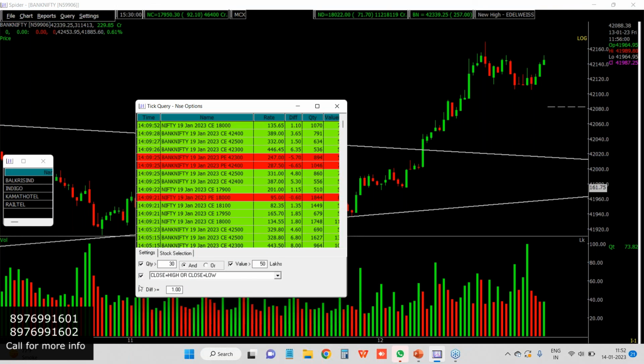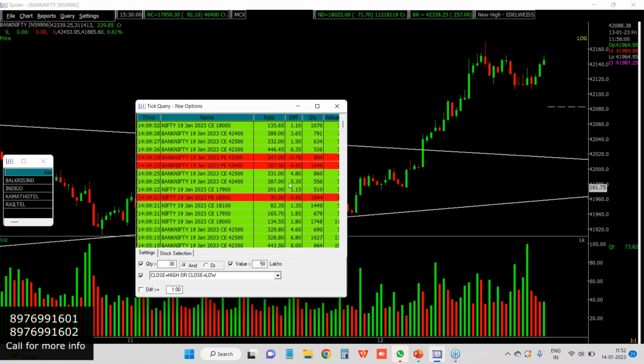You usually have to write down the condition, close equal to high or close equal to low. And these are the parameters, 30, 50, you have to tick on both. And under stock selection, you have to go for Nifty NSE option. The only data you'll be getting according to this parameter would be mostly of Nifty and Bank Nifty. So you can use this for your aid.